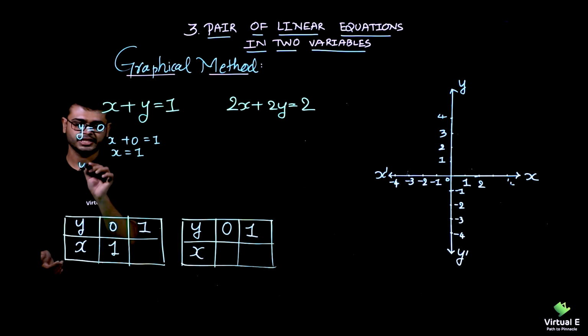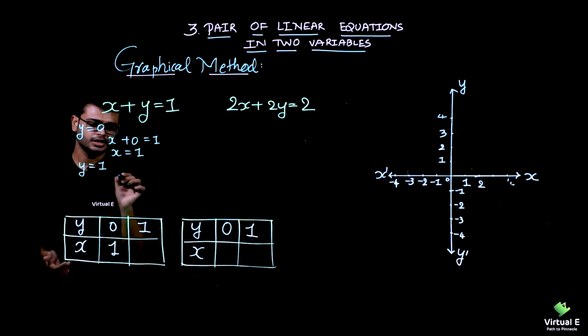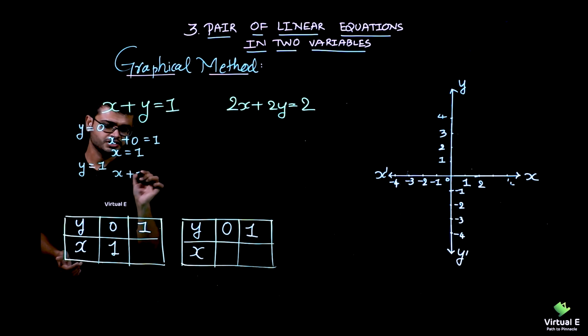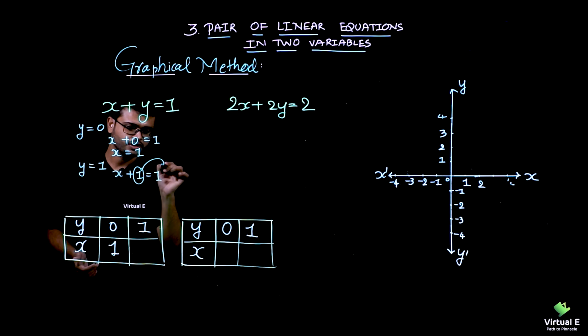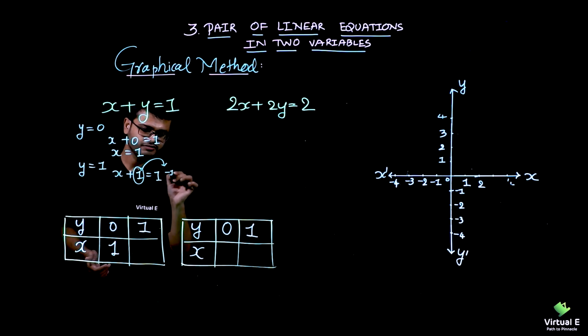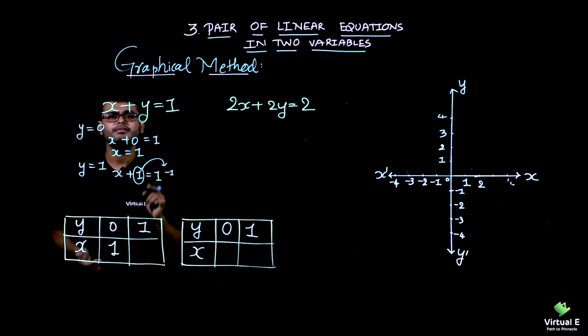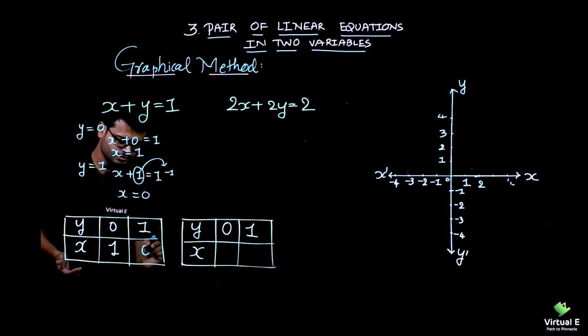Let's talk about the second case. y is equal to 1. x plus 1 is equal to 1. Now if I shift this 1 over here, that will become negative 1, and 1 minus 1 will give me 0. So x is equal to 0.